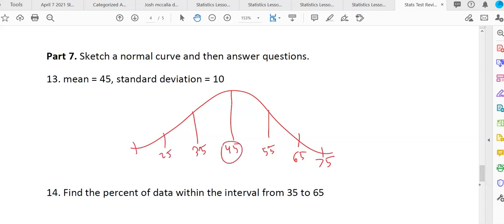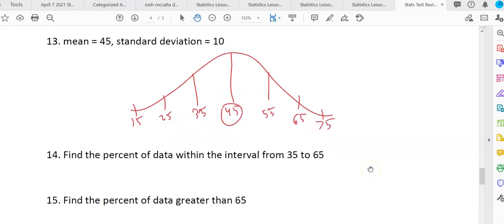25, 15. Between 35 and 65. So we know 34% and 34% because that's 68%. From memory, I think this is 13.5 or 27%, because remember, with 2 standard deviations, 95% of the data was in that. So 95 minus 68 is 27. 27 divided by 2 is 13.5.